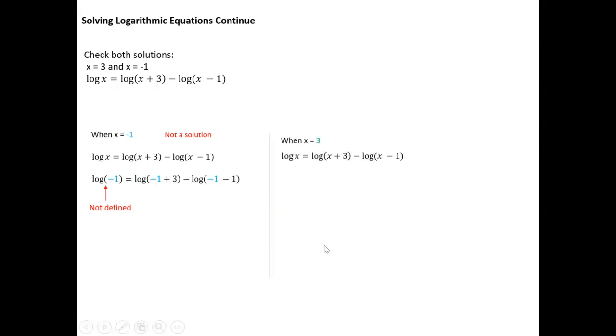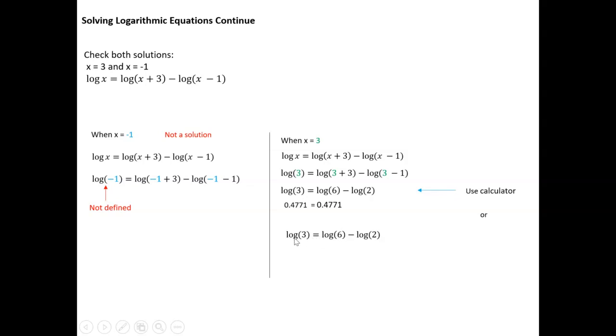Now, if we plug in 3 for every x, we get log of 3 equals log of 6 minus log of 2. You can plug this in the calculator, guys, because they're both base 10, and most calculators do the operation only on log base 10. If you put that in the calculator, you're going to get the same answer on both sides. But if you want, you can do this without a calculator. Let me show you how.